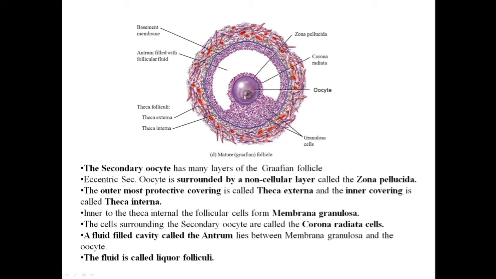The cells surrounding the secondary oocyte are called the corona radiata, which is a part of this membrana granulosa. There is also a fluid filled cavity called antrum, which lies between the membrana granulosa and the oocyte. The fluid in this cavity is called the liquor folliculi. The secondary oocyte is not just floating in this cavity, but is held up by this mass of cells. So this is the Graafian follicle.